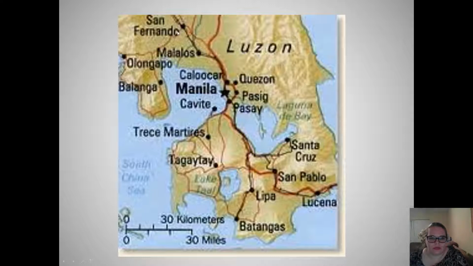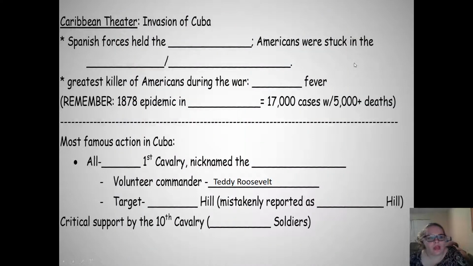So this is Manila Bay. We go in here and we basically trap the Spanish. They can't get out. Okay.